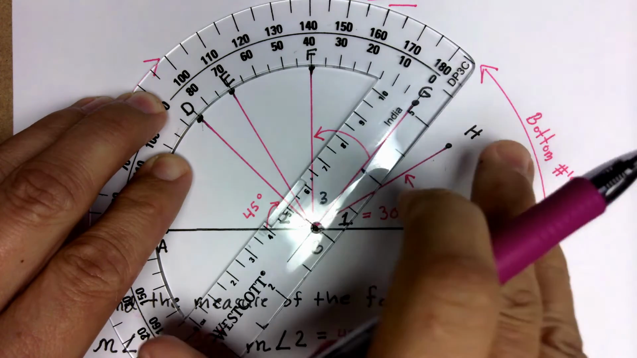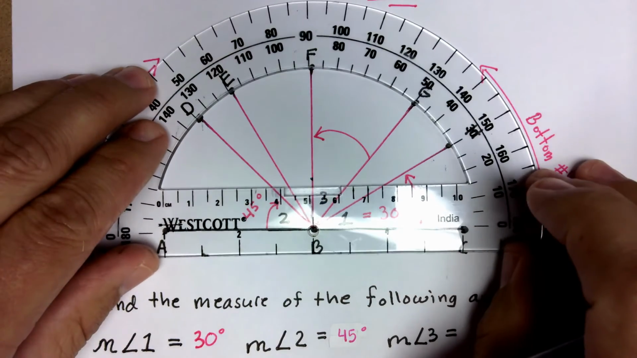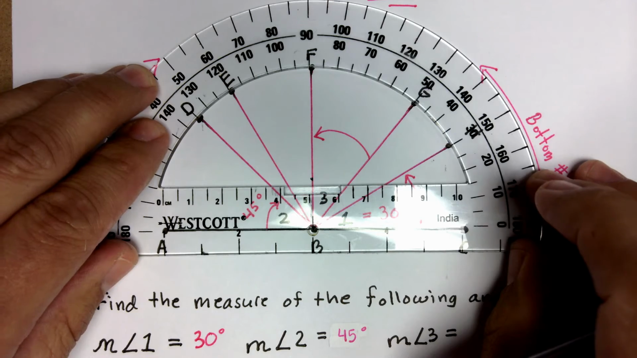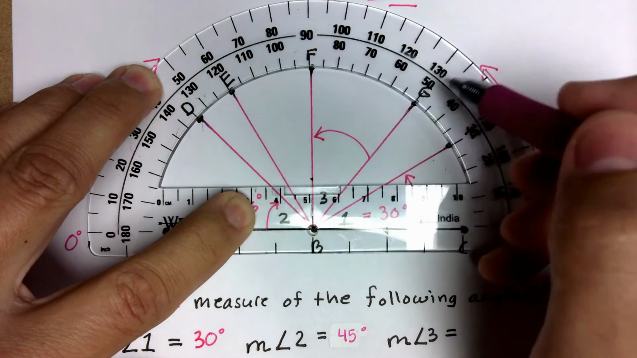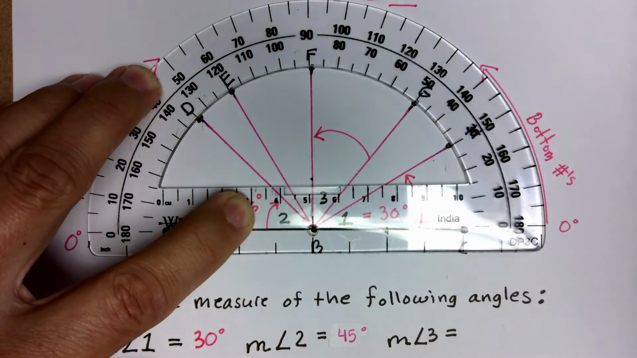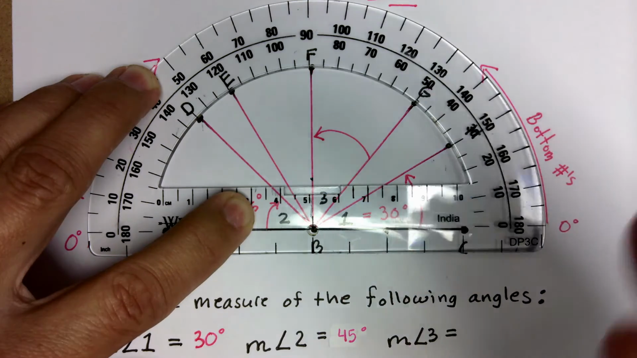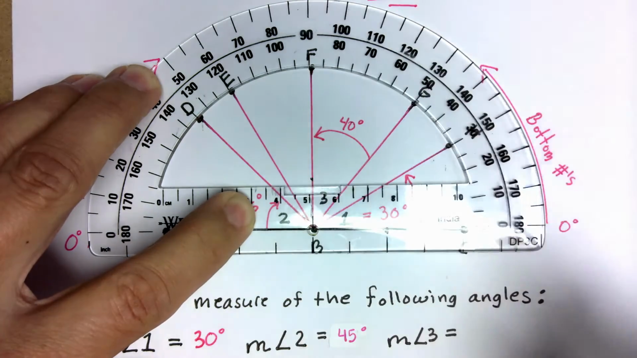So regardless if I turn my protractor to measure out that 40, or if I leave it where it's at, and I just go ahead and recognize it starts at 50 and ends at 90, and I do 90 minus 50, it gives me 40. So that's two different ways you can use your protractor to find that this angle is 40 degrees.